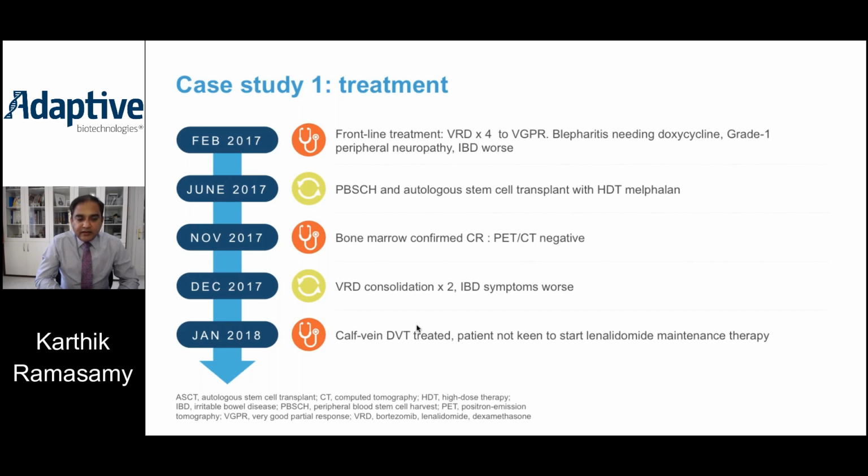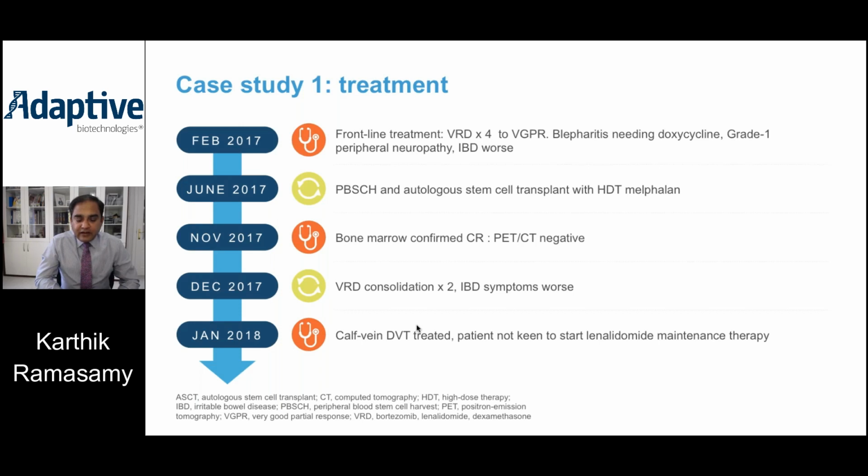As has been done in the IFM study, she had 2 further cycles of VRD consolidation, but unfortunately her IBD symptoms got worse. And in January 2018, she developed a calf vein DVT. And clearly this patient, with the nature of her work, which requires travel and requires fairly high performance, was not keen to start lenalidomide maintenance therapy, which would have been standard of care.